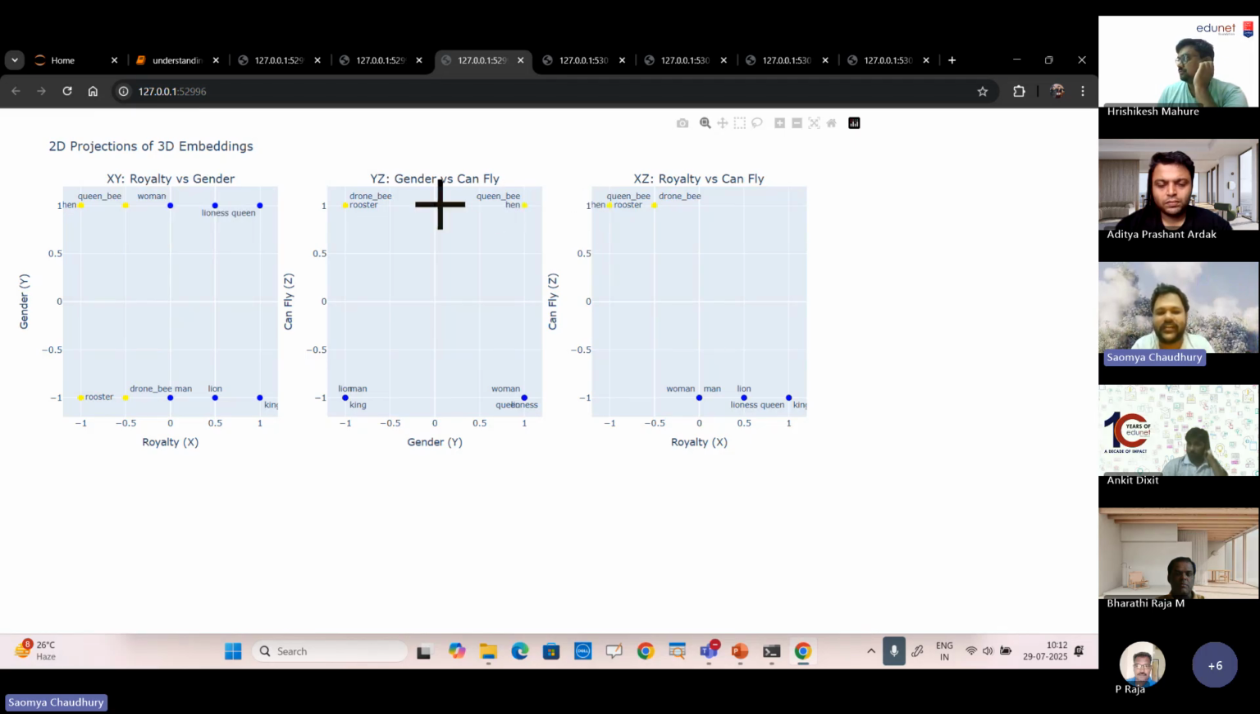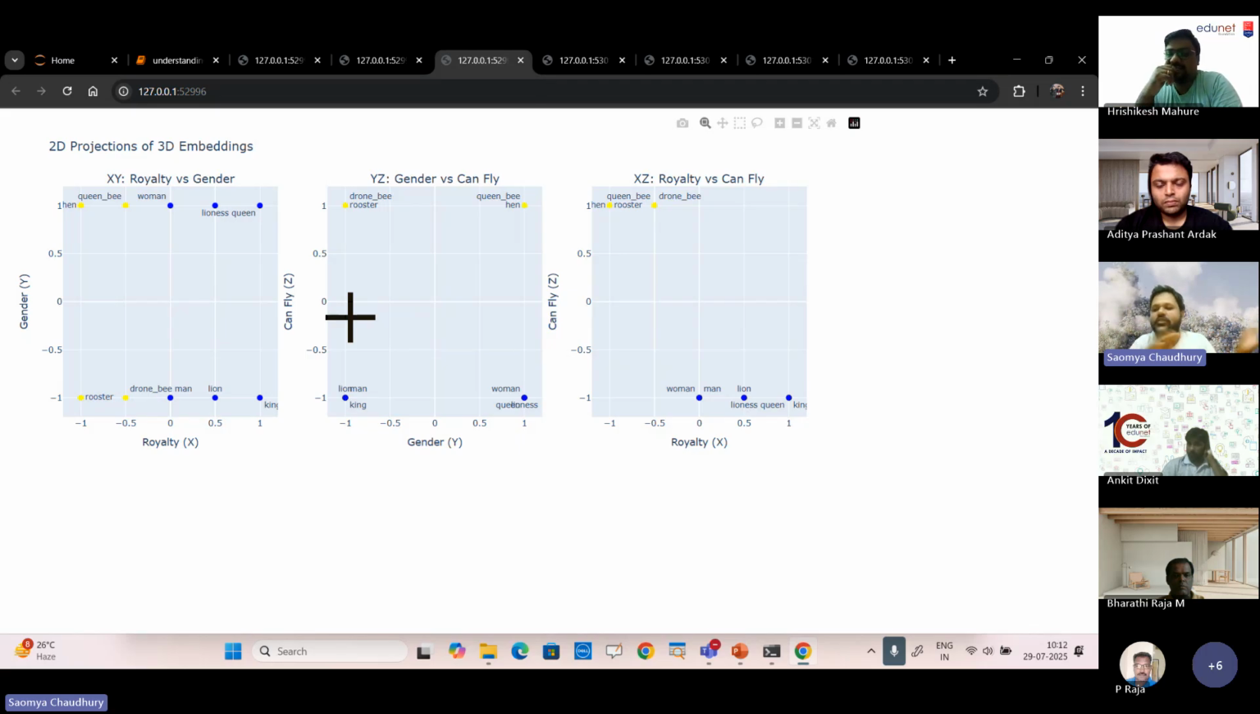Similarly, you can see here in the context of flying, you have rooster and drone bee and so on. Obviously 1 means yes, they can fly, and -1 means they can't fly. Here I'm taking three different numbers, although I could have simplified it using 0 and 1, where 0 denotes something else. But I wanted to give a realistic feel of how things work out, because you'll see the numbers generally oscillating between -1 and 1.